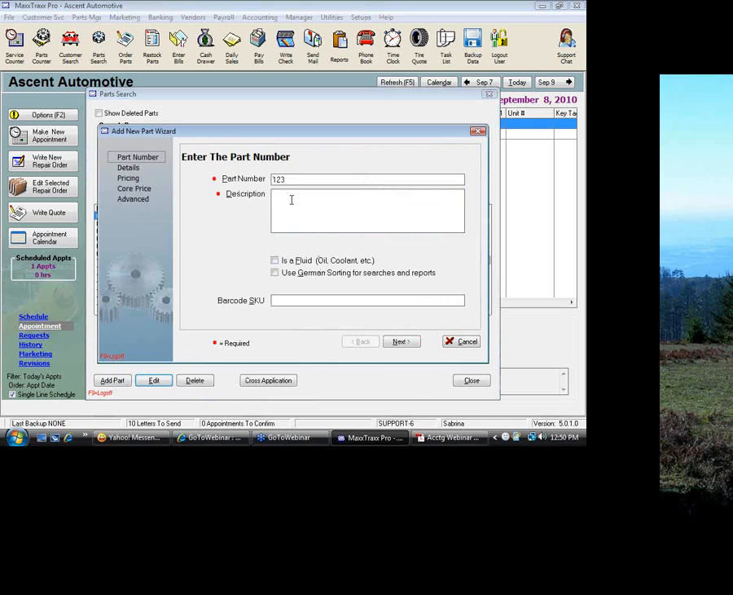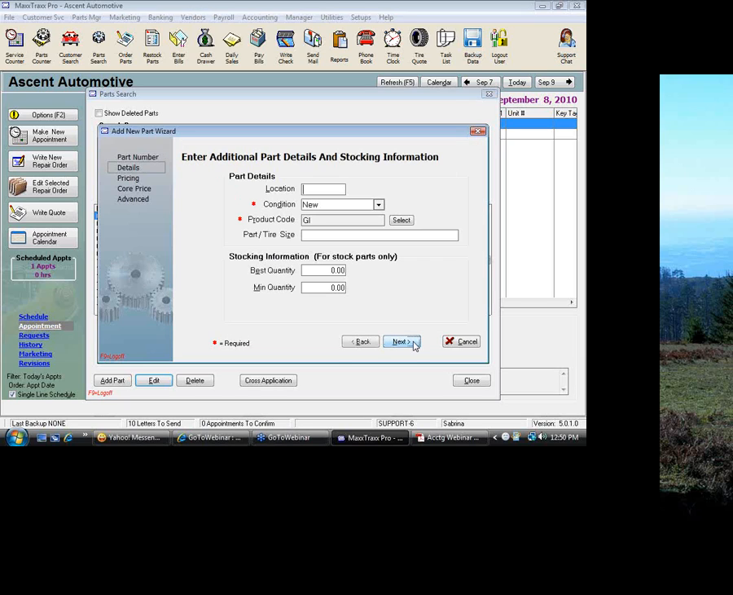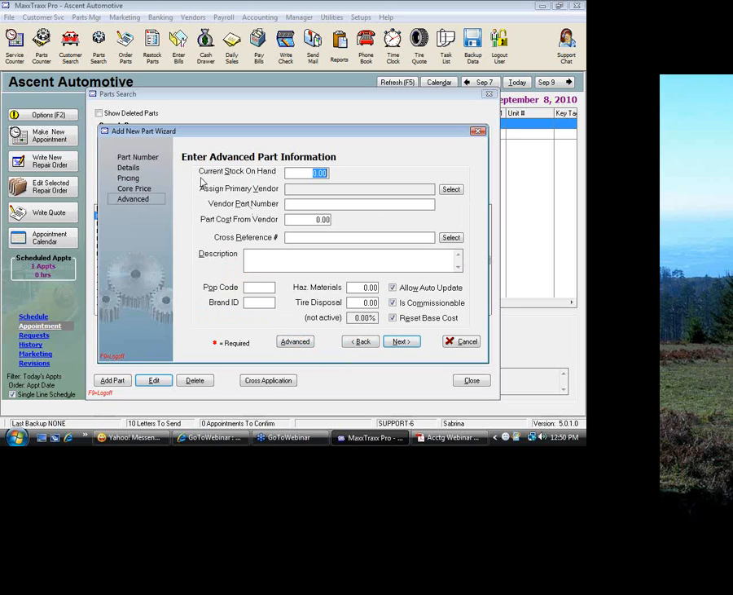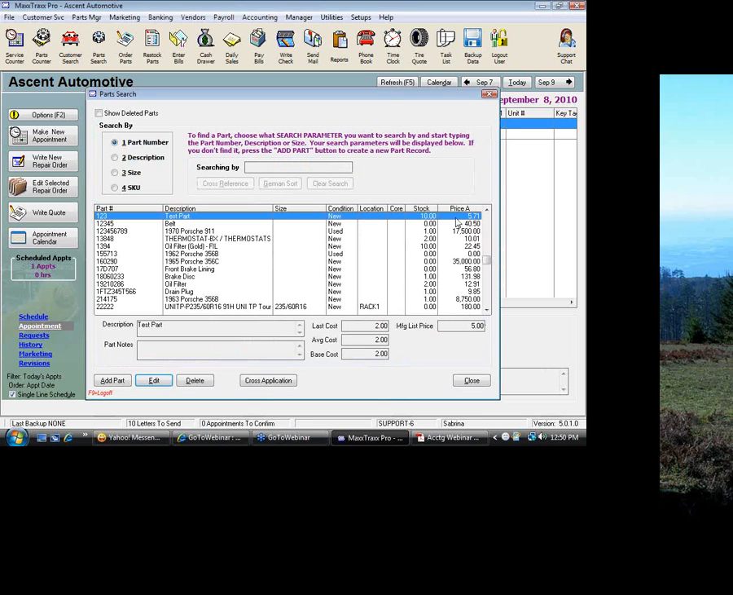You guys might recognize this. Let's get to that screen really quick. Parts: this is actually the stocking information, not your real quantity. But let's say this is a $2 part, and it lists for 5. If I click on Advanced, this is where I put my current stock on hand. So if I bought 10 of these test parts, and I click Next, and they were $2 apiece, right?